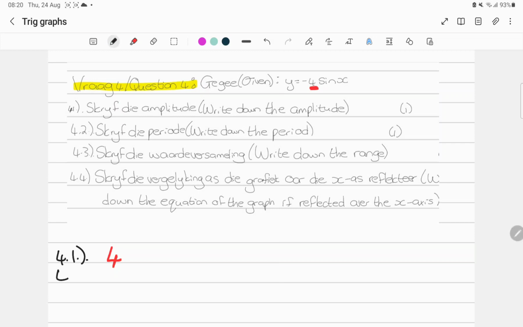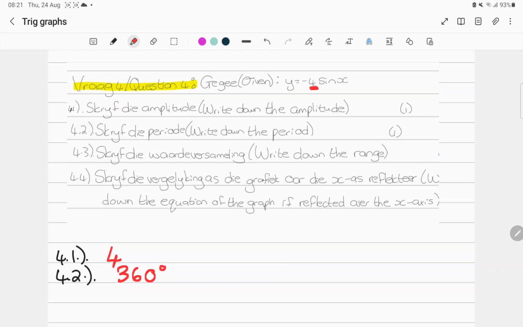Then at question 2, I'm asking you, what is the period? So remember, for grade 10, we are only working with the normal graphs. We're not doing any period changes. So in this case, whenever I have a sine or a cos graph, my period is always going to be 360 degrees.